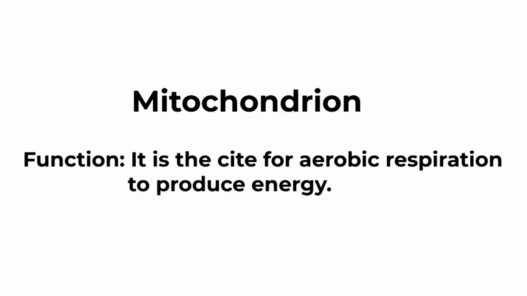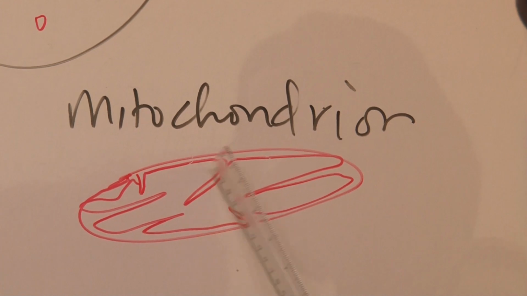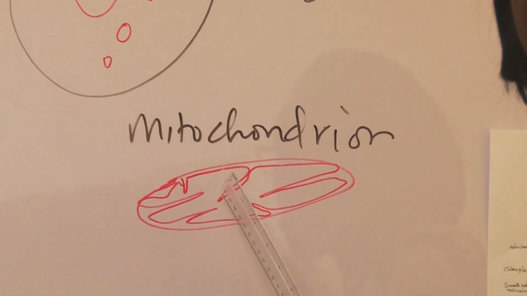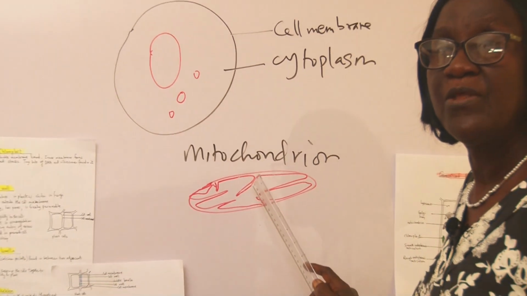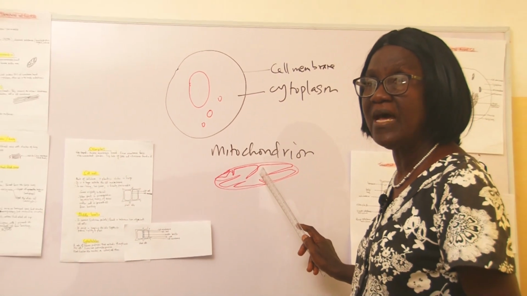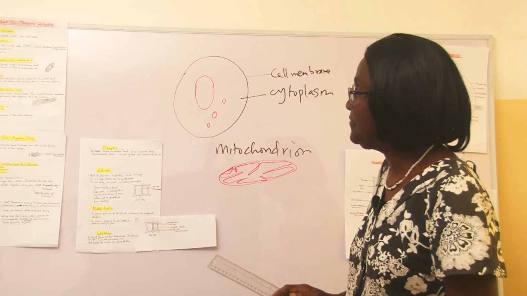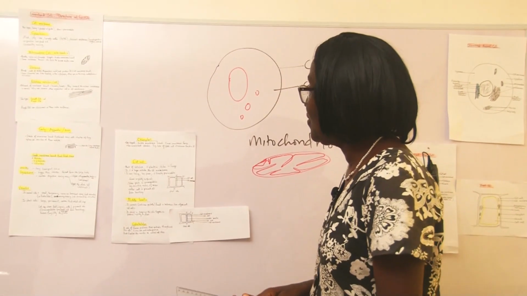Now, the function of the mitochondrion is a site for respiration, all right, respiration inside the cell, and the inside has enzymes. On these folds too are enzymes. All of it helps in the process of cellular respiration, respiration that goes on in the cell. So that is the mitochondrion.